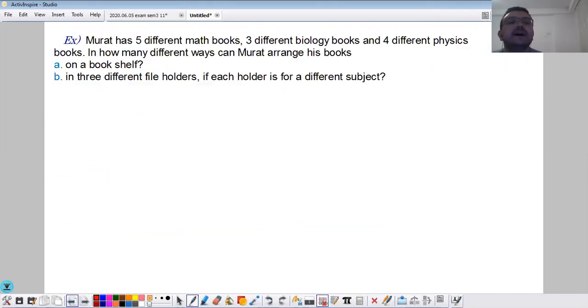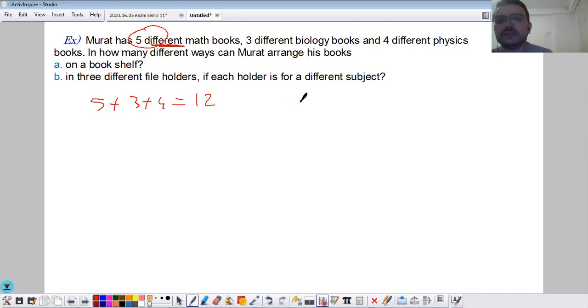Then the other example, ordering the books on a shelf. If you order them without caring, you just add the 5 math ones. Also, it is important that if it says same math books, like Mathematics Volume 1, Mathematics Volume 1, if they are all the same, even if you change their places, they will mean the same order. But right now, they are all different. 5 plus 3 plus 4. We have 5 plus 3, 8 plus 4, 12 books.